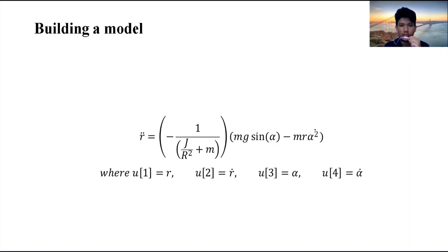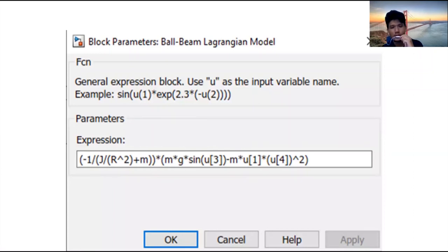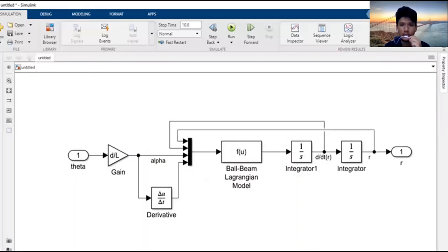Put this formula in the expression part, and then close the dialog box. Insert the Mux block from the Signal Routing library and connect it to the ball beam block. Change the number of inputs to 4 for the Mux block. Connect the first input to the line of the R signal. Meanwhile, the second input is connected to the line of the d/dt R signal.